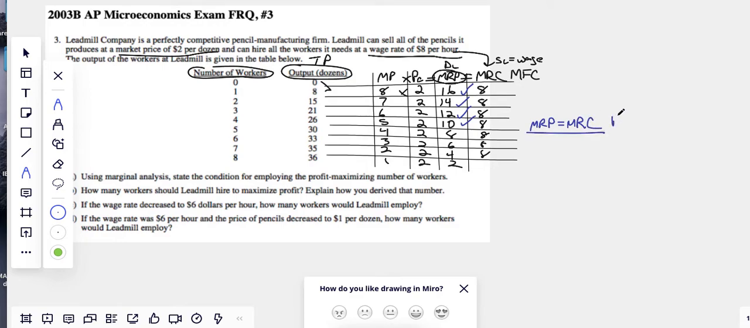This is our profit maximizing point to hire, right? We can't always get there, but in this instance, we did get there. We got exactly there where marginal revenue product equals marginal revenue cost.